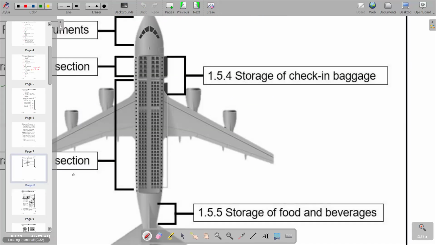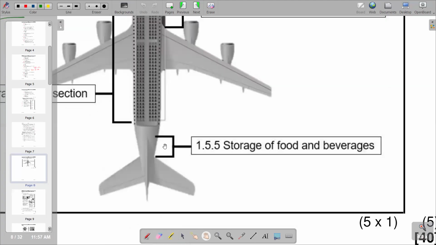We move on to 1.5.5. We are seeing that this is the storage of food and beverages that we are having on the lower part, and this is the galley.